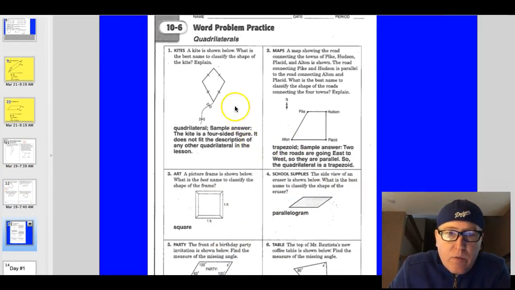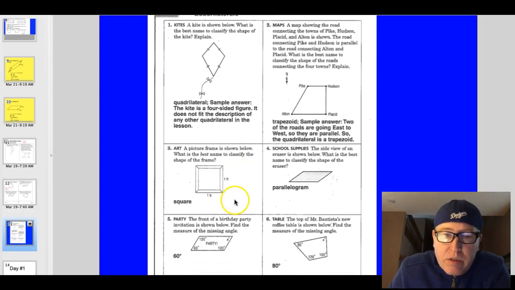All right, the answer to the first one, this is a quadrilateral. It's a 4-sided figure. This is a kite. This one here, this is a trapezoid. The 2 roads that are going east to west are parallel. So the quadrilateral is definitely then a parallel, or it's definitely a trapezoid. This one here, this is a square. This eraser here, this is a parallelogram.